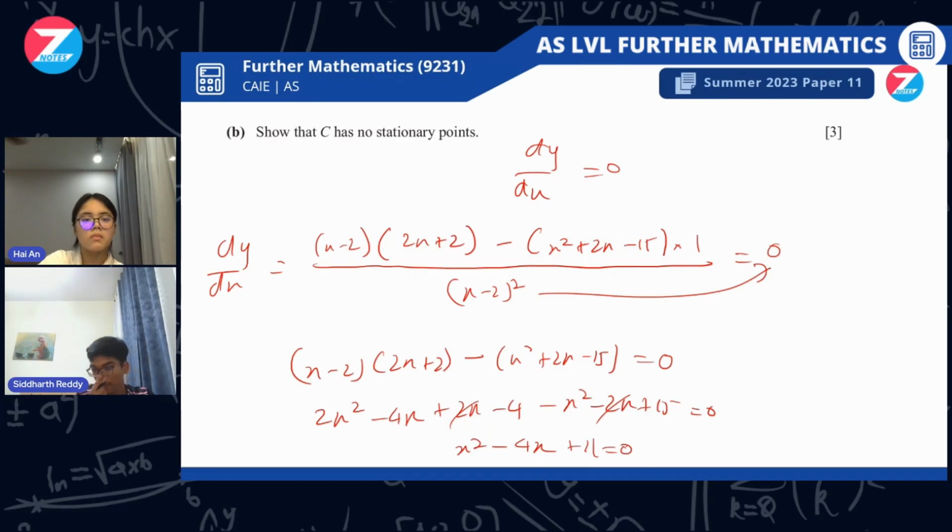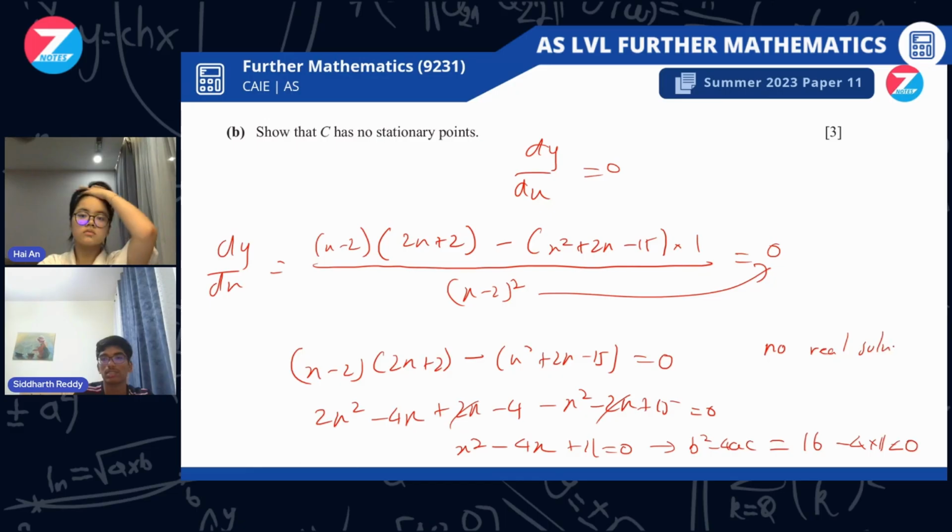Now let's check the discriminant. b squared minus 4ac. So 16 minus 4 into 11. So this is going to be less than 0. Since it's less than 0, no real solutions, which means that there are no real values of x for which dy by dx is equal to 0.